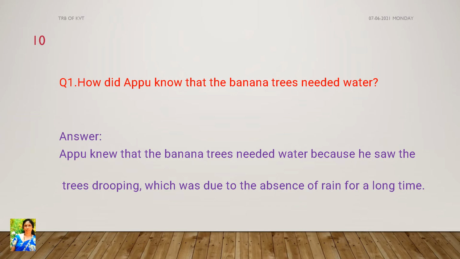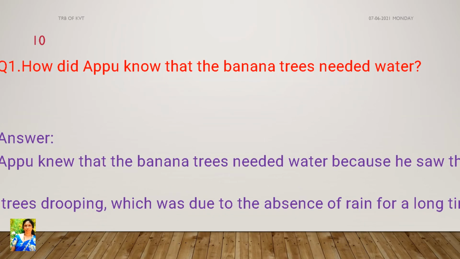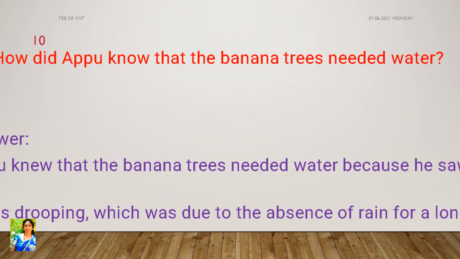Okay, one of the answers, I'll just read out, you listen. Apu knew that the banana trees needed water because he saw the trees drooping, which was due to the absence of rain for a long time. Now what happens is, once it rains, the water is absorbed by the earth, and the roots that grow below the soil absorb the water and conduct it to the different parts of the plant. That's the reason we find the trees healthy.